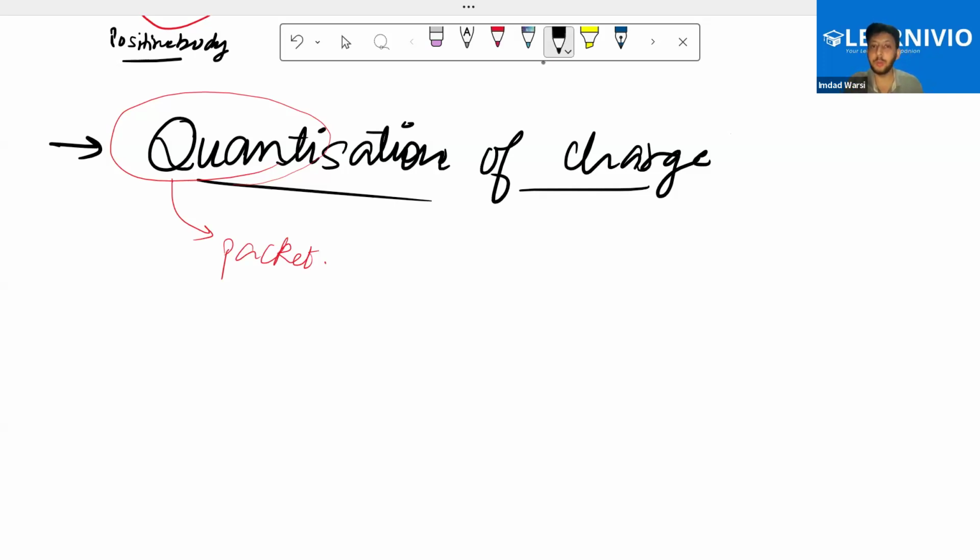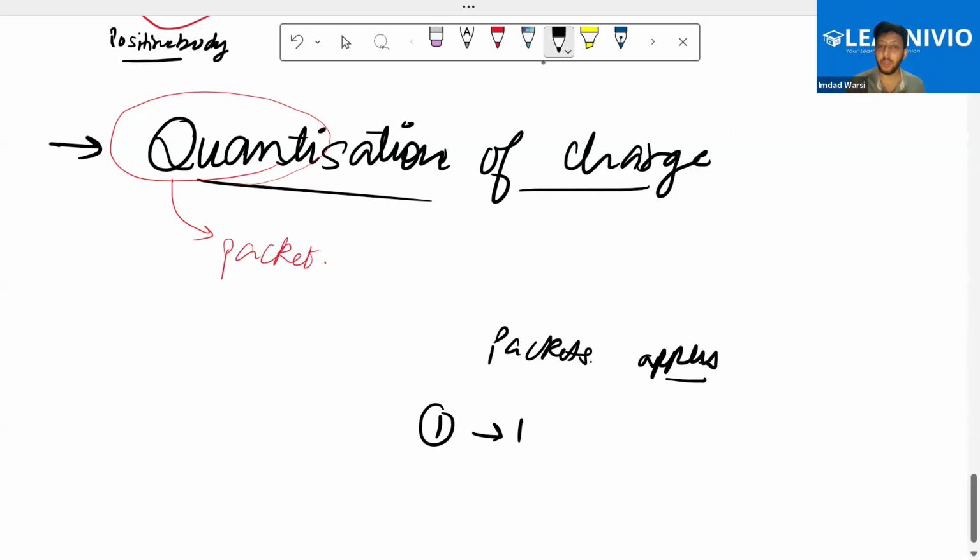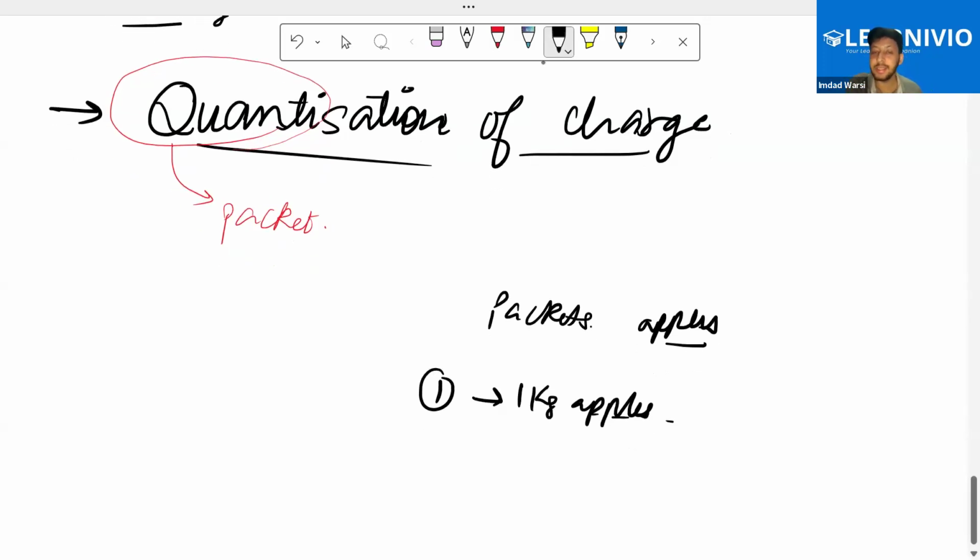Now you go to a shop and you ask for fruits. Now the shopkeeper has done one thing. He has made packets of apples, right? He is not selling one apple or two apples. He has made packets. So one packet has 1 kg of apples. Now you tell me. He's selling packets only. So you can ask for 1 packet, 2 packets, 3 packets, or 4 packets, right?